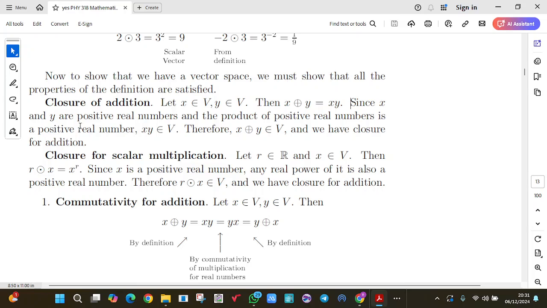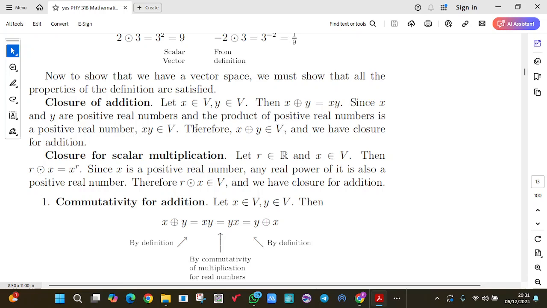Since x and y are positive real numbers, and the product of positive real numbers is a positive real number, therefore this number too will also belong to V. Therefore, whatever result you get from this definition will belong to V. The closure has been satisfied. Now, that is what it is saying.